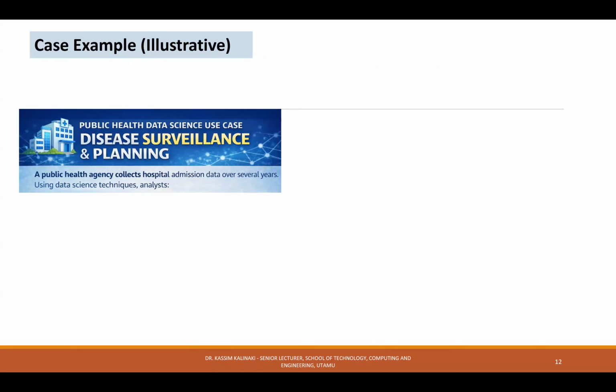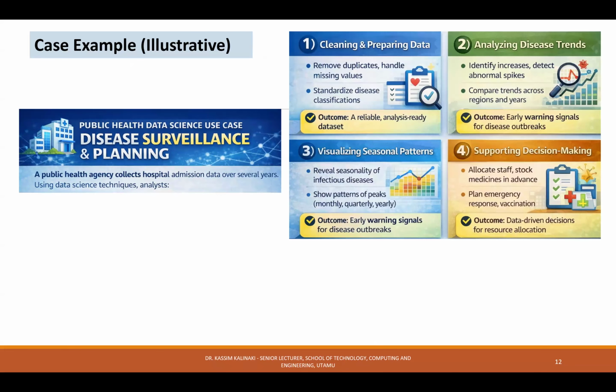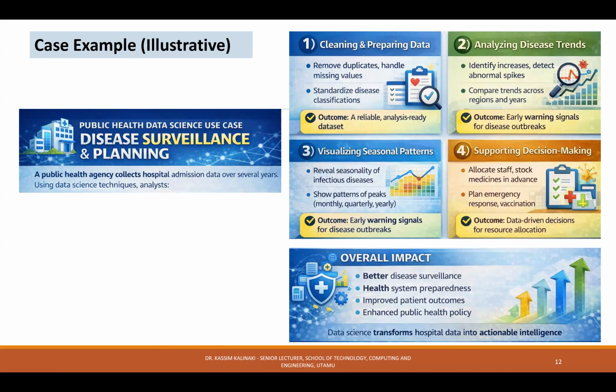This is an example of disease surveillance. A public health agency collects hospital admission data over several years using data science techniques. Okay. Then what happens in the process? We clean this kind of data. We analyze the disease trends. We visualize, and then we support decision making. This is a simple data science pipeline in the healthcare industry. The overall impact here is better disease surveillance, health system preparedness, improved patient outcomes and stuff.